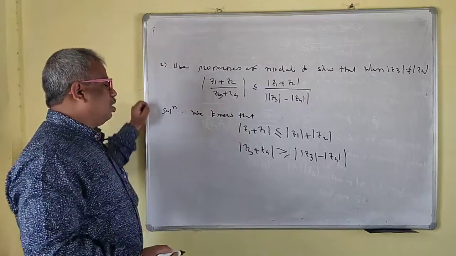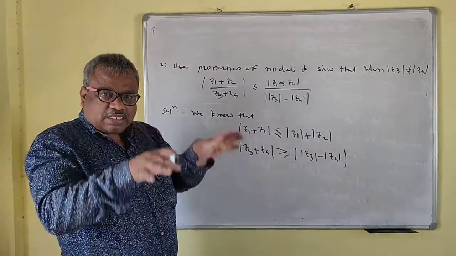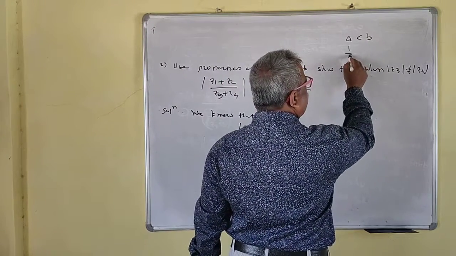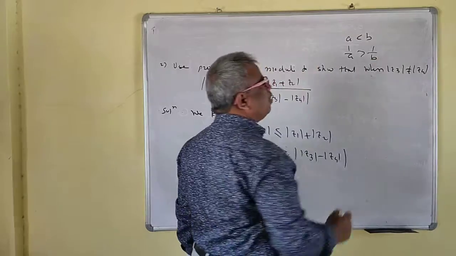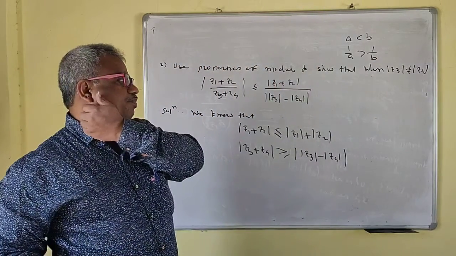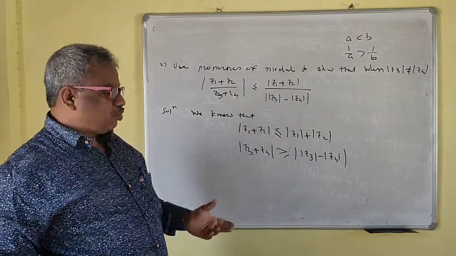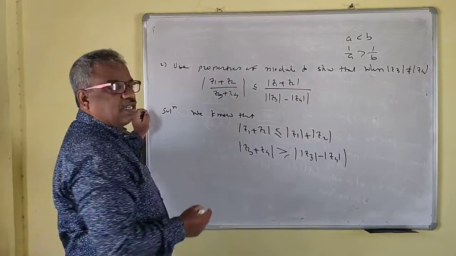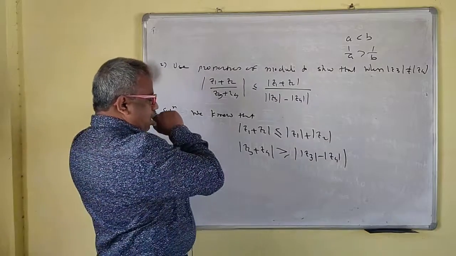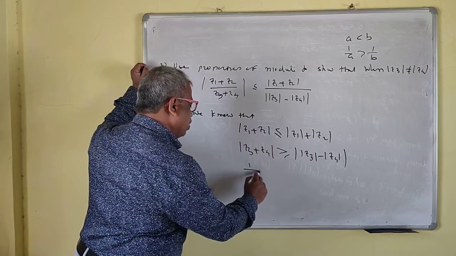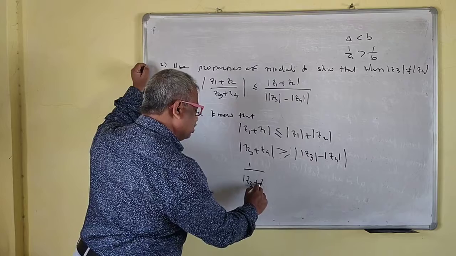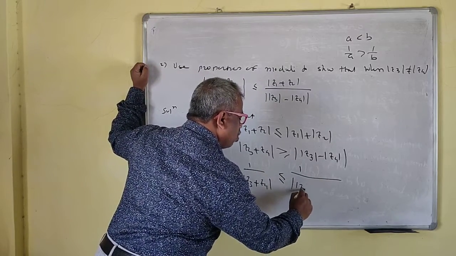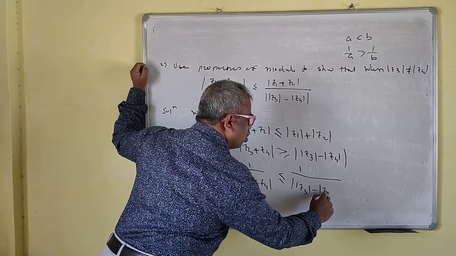Just see this one. Now you know that if A is less than B and you take the reciprocal, then the inequality will be reversed: 1 upon A is greater than 1 upon B. So we'll take the reciprocal because Z3 plus Z4 is in the denominator. So 1 upon mod of Z3 plus Z4 is less than or equal to 1 upon mod of Z3 minus mod of Z4.